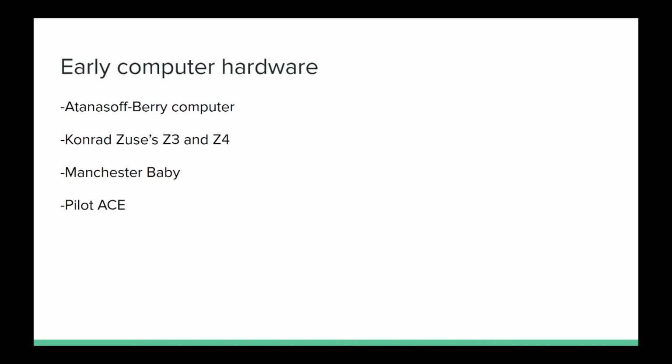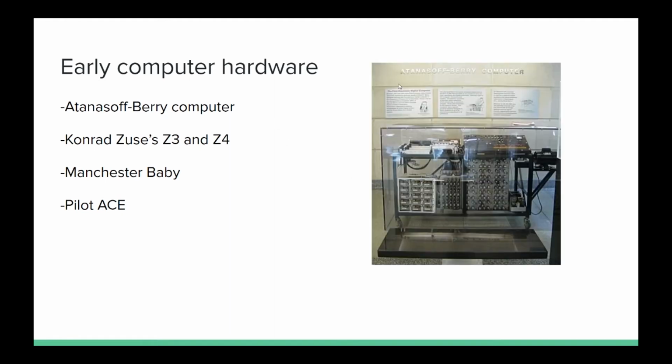The world's first electronic digital computer, the Atanasoff-Berry computer, was built on the Iowa State campus from 1939 through 1942 by John V. Atanasoff, a professor of physics and mathematics, and Clifford Berry, an engineering graduate student. So this is the Atanasoff-Berry computer here.